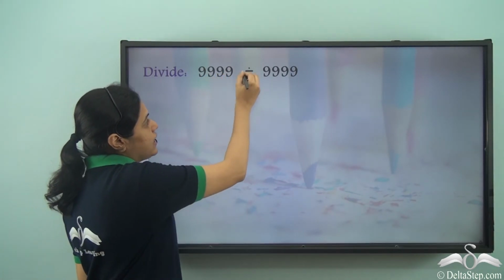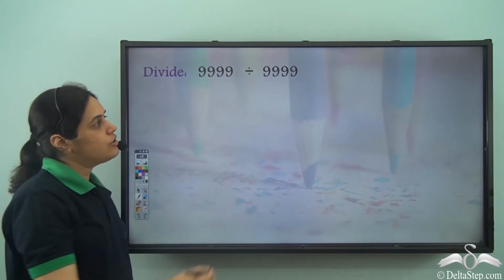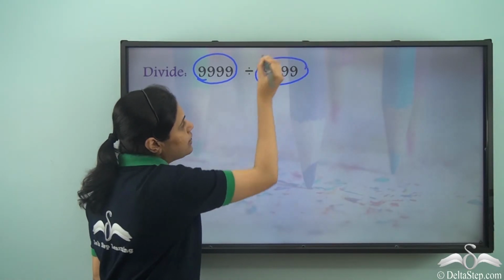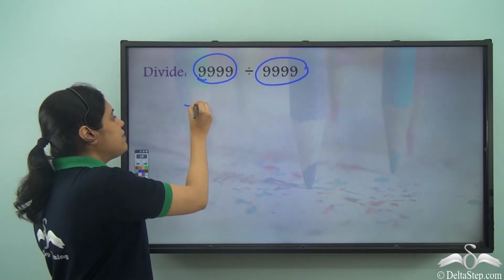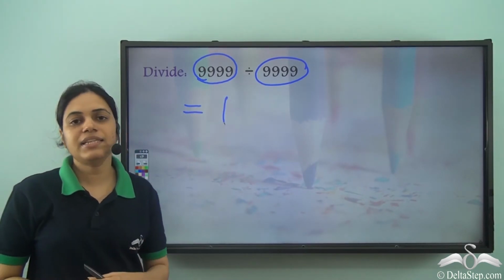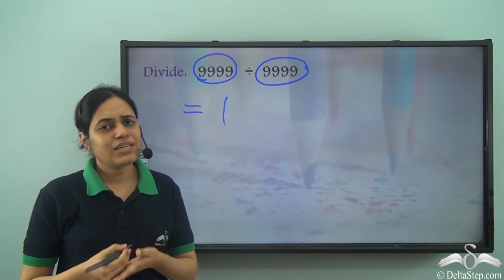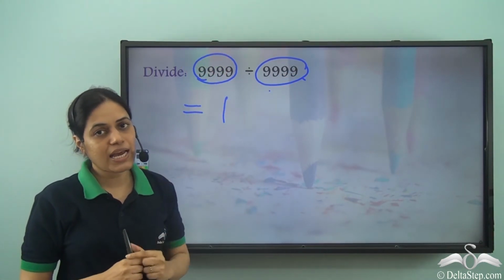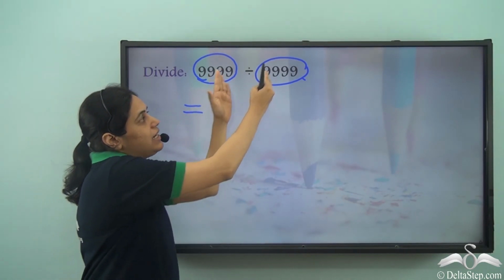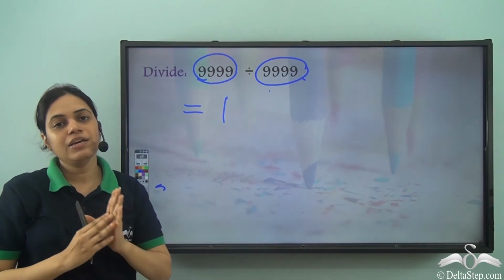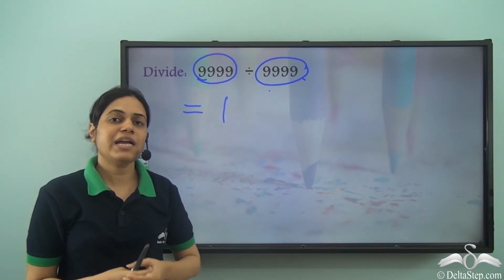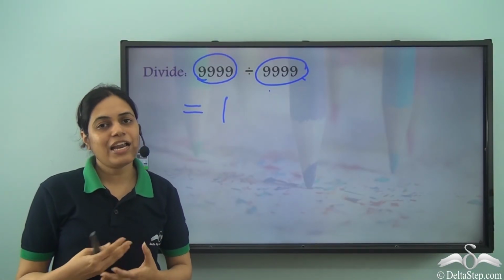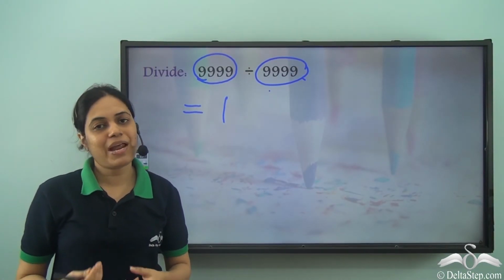Now can you answer this? What is 9999 divided by 9999? So I have this number divided by the same number. Even without dividing, I can say that the answer is 1. It is very simple because 9999 into 1 gives me 9999. So 9999 divided by 9999 will give me 1. So this is how we can divide any number by 1, 10 or itself. It is very easy and you can try out different numbers and practice it.